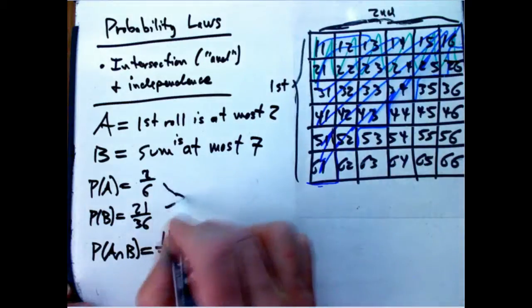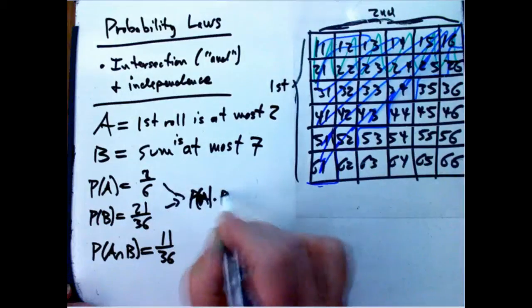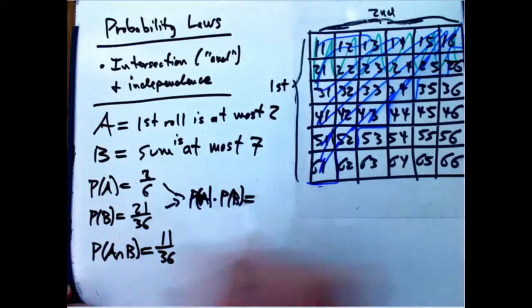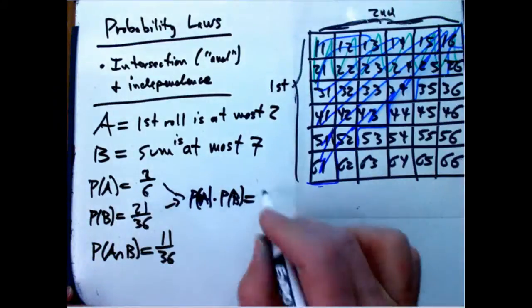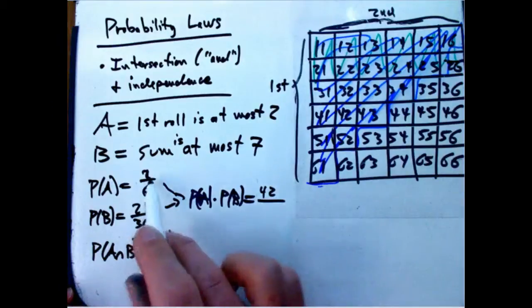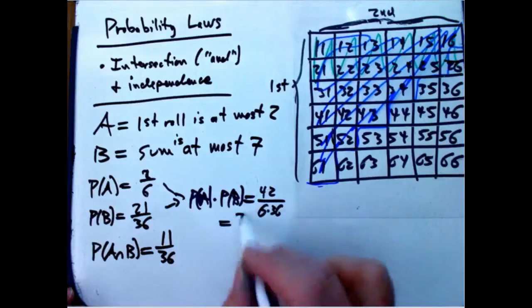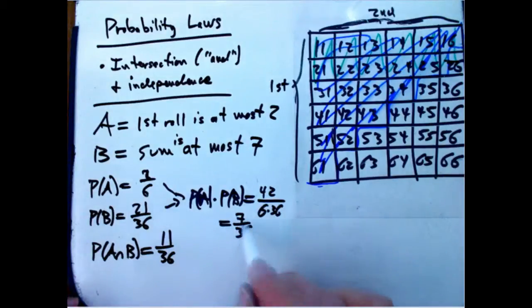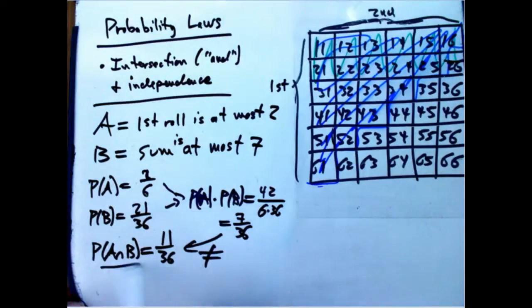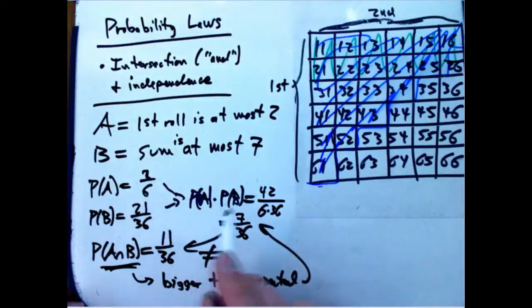And let's see, if I multiply these 2 guys together, probability of A times probability of B, that's equal to 42 over 6 times 36. Well, that does reduce a little bit. That's a 6 times 7, so that's 7 out of 36. It happens to reduce to something nice out of 36, but it's definitely not equal to 11 out of 36. Okay, so here the probability that both things happened was bigger than I might have expected if I thought the probability of A times probability of B calculation was always correct.